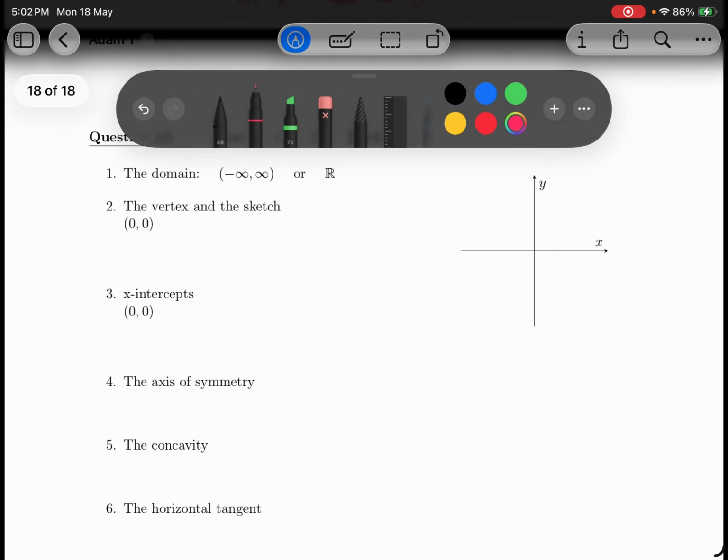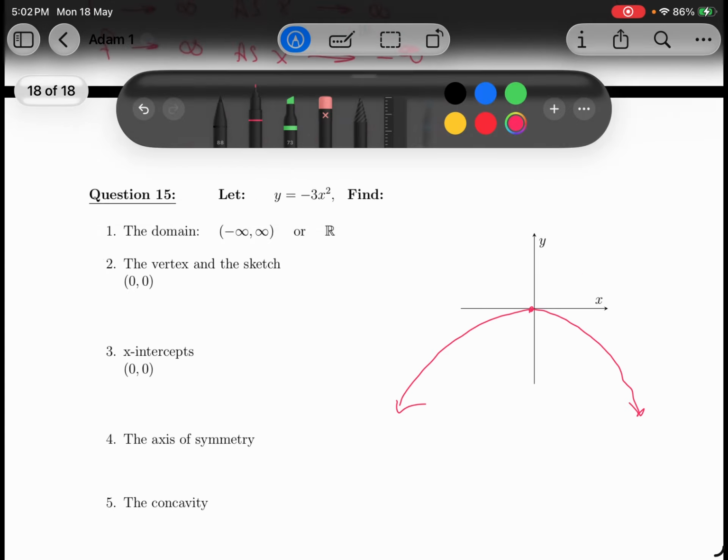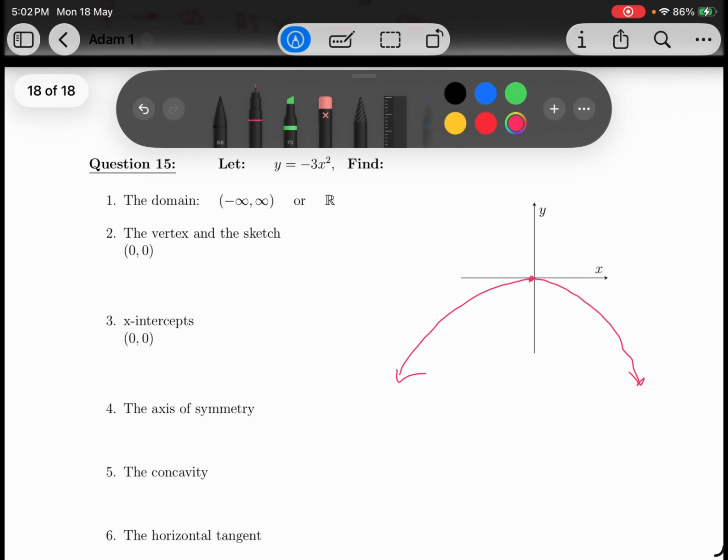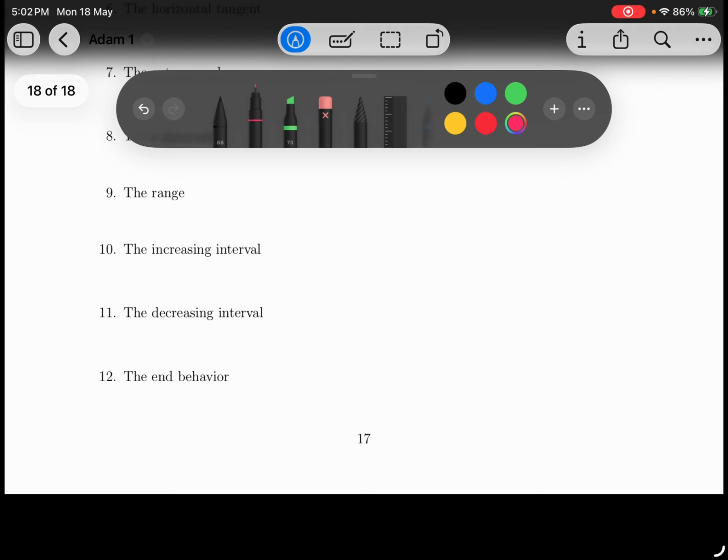And here, students, we have the last example on this list, minus 3x squared. Of course, I will give the graph. The graph will be like this. The vertex is (0, 0). There's a lot of similarity between this and the previous one. The vertex is (0, 0), and here the vertex is a maximum.